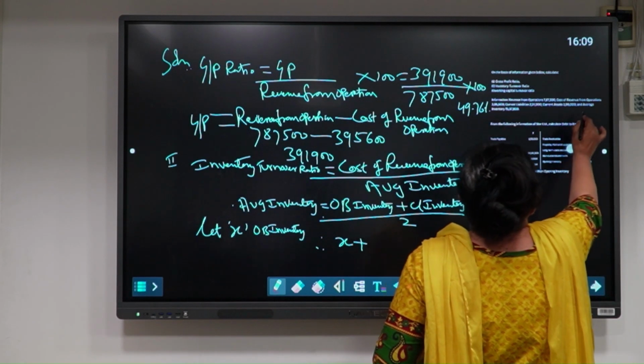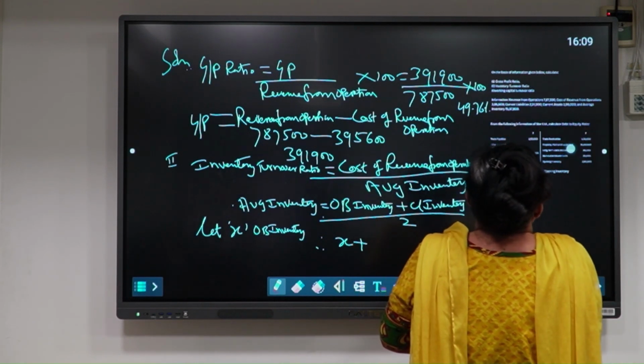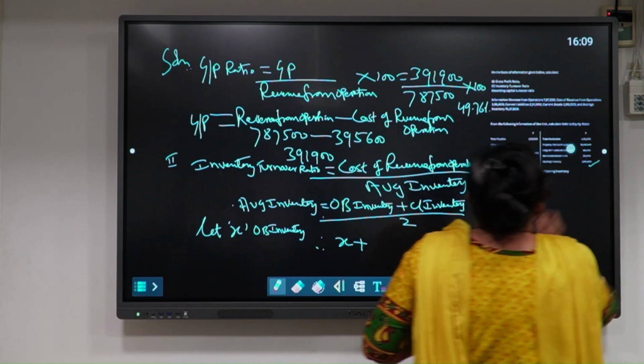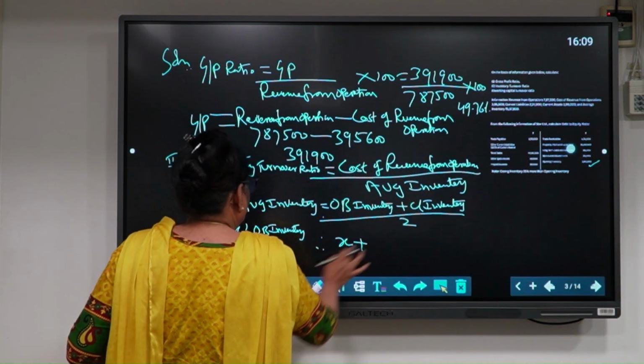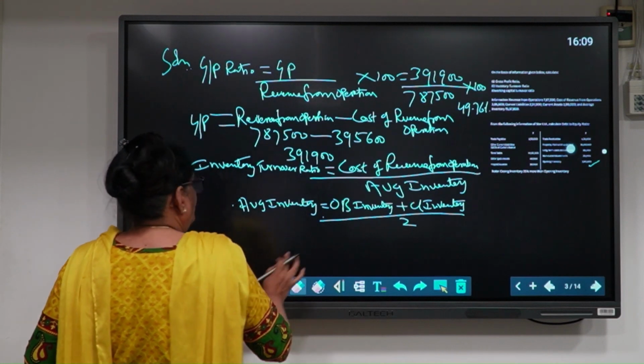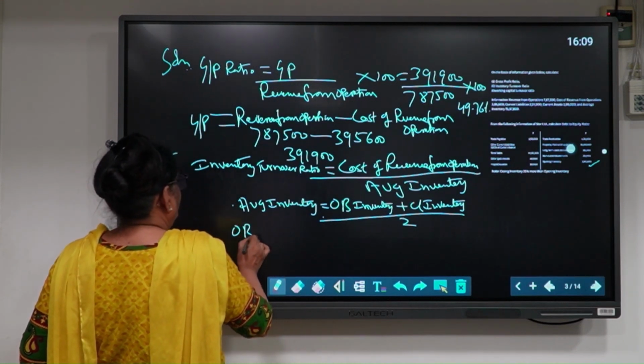So inventory. Average inventory is given for us. Opening inventory also is given for us. Let us not take it as X and all. Opening inventory is given to us.